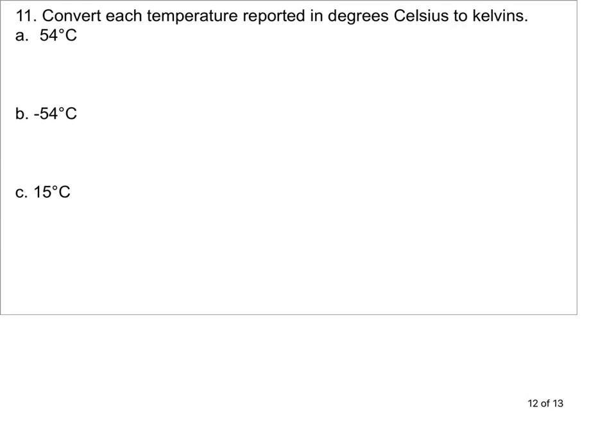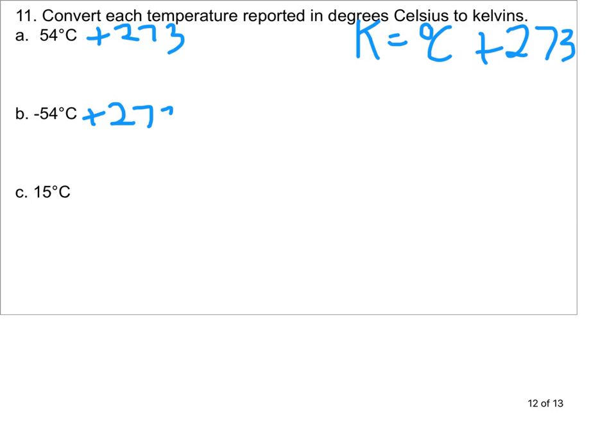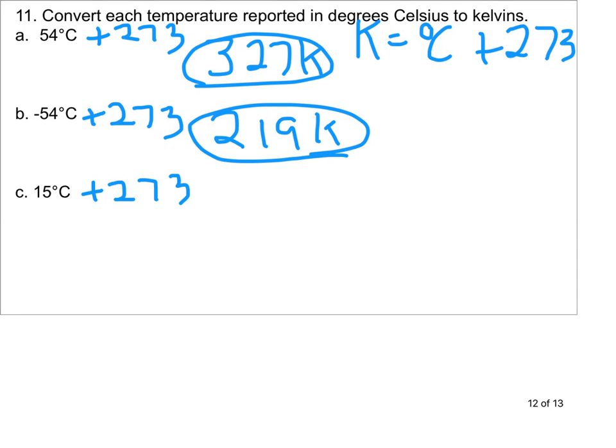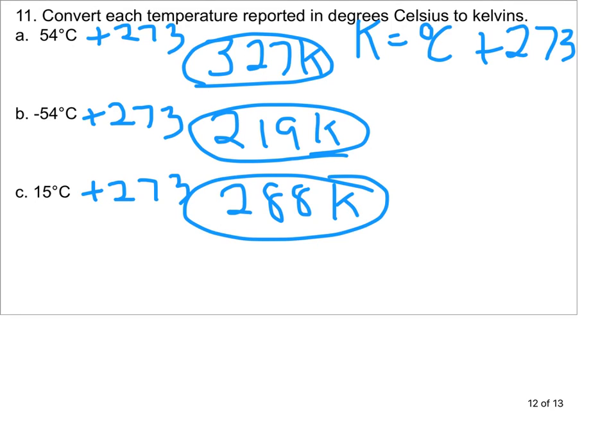We move into some temperature conversions. Convert each temperature reported in degrees Celsius to Kelvin. So if we want to go from Celsius to Kelvin, that means Kelvin is degrees Celsius plus 273. So all I have to do is take and add 273 to each of these. I'll just write it down for each of them. And when we add that up, we get 327 Kelvin for A. For B, you'd actually be subtracting here. 273 minus 54, that's 219 Kelvin. And 273 plus 15 gives us 288 Kelvin. So pretty simple little conversion between Celsius and Kelvin. Something you're going to have to be doing from time to time as you move through chemistry.